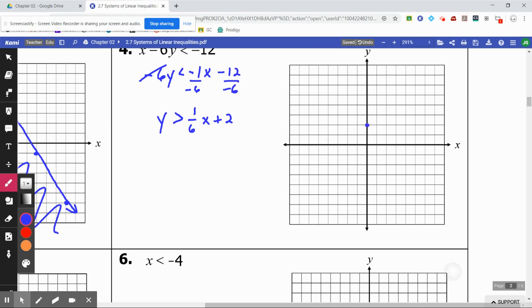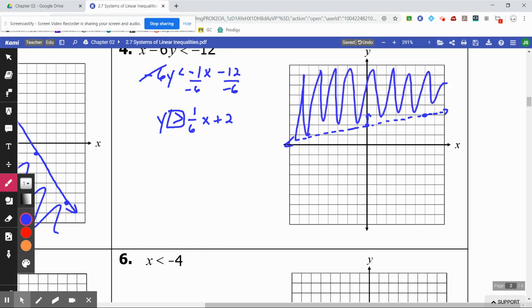Y-intercept is 2. Rise 1, run 1, 2, 3, 4, 5, 6. That's a positive slope. That's uphill. Down 1, 1, 2, 3, 4, 5, 6. So there's your line. Since it is greater than, we're going to dot the line and shade above it. So let's dot the line. And we're going to shade above it, which means go to the line and draw an arrow above the line. So that's the side we're going to shade.